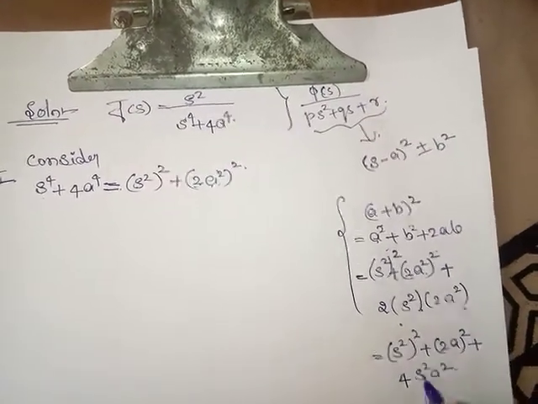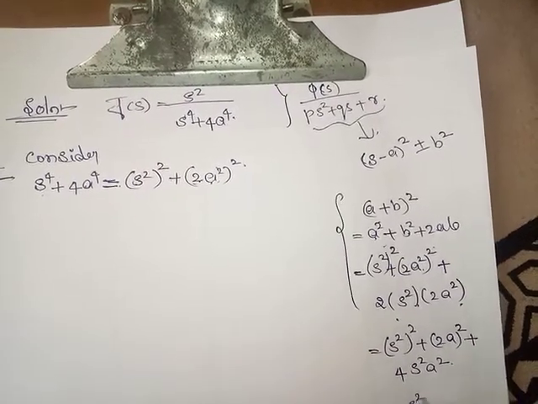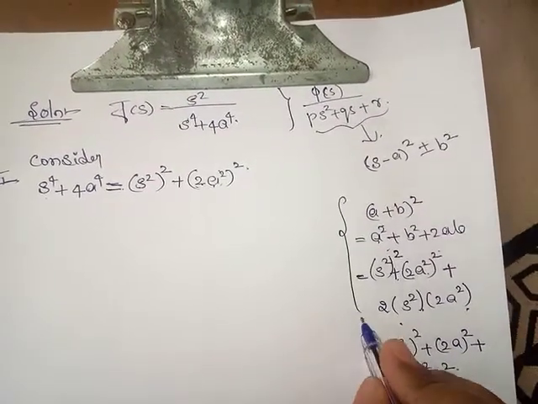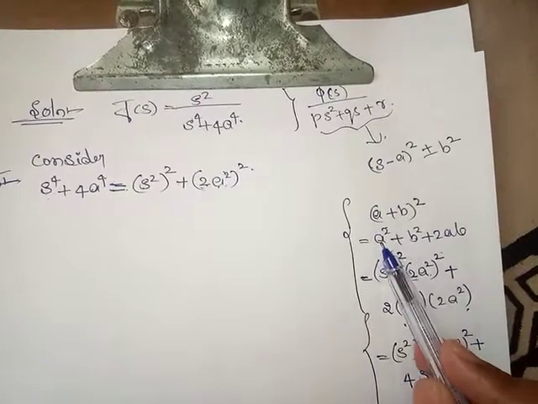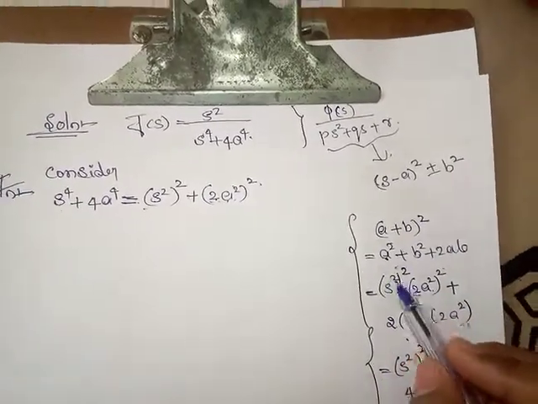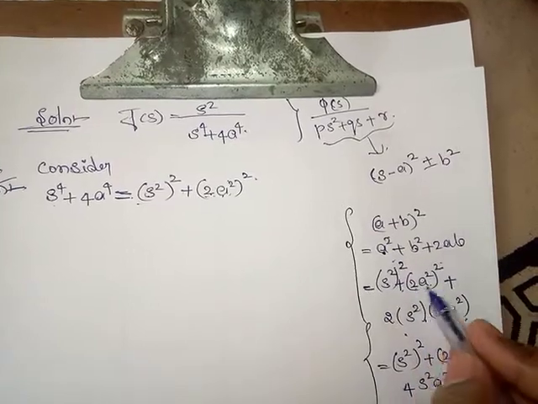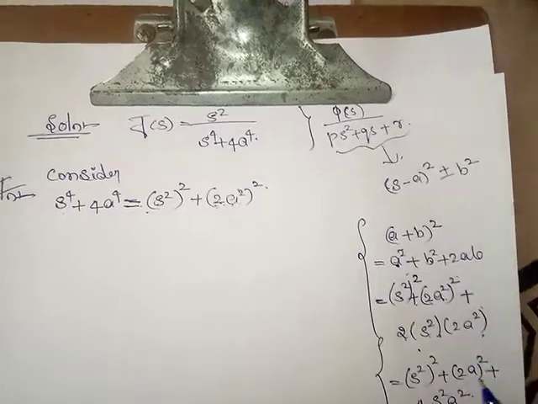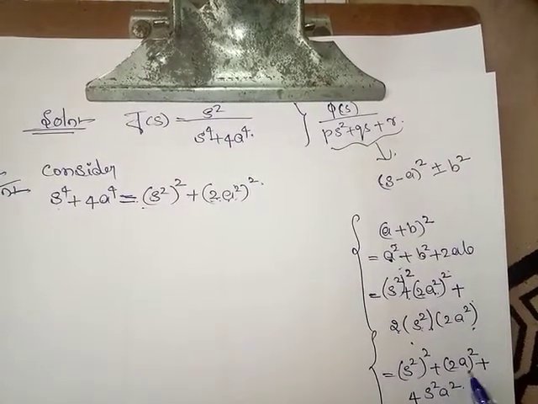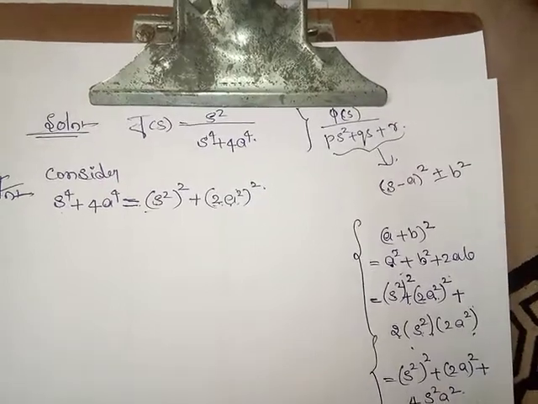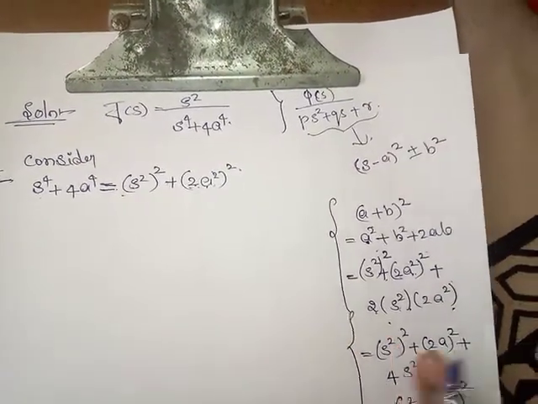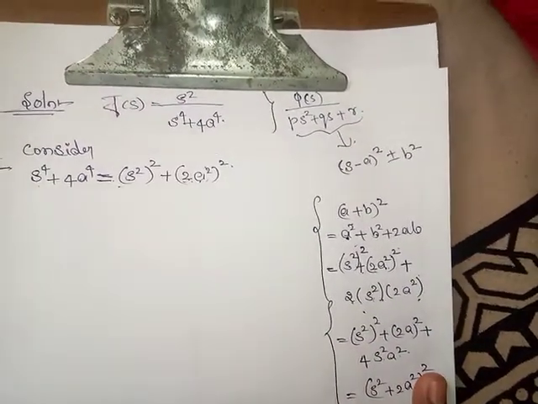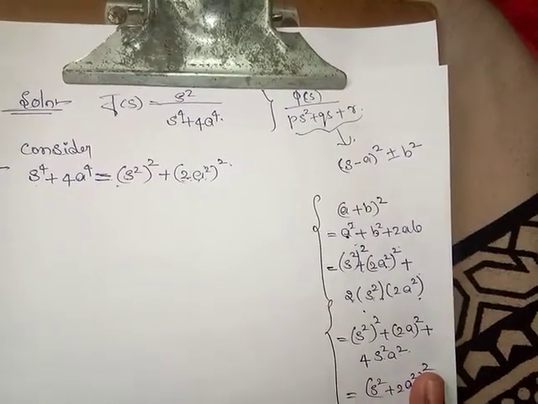This is s square plus 2a square whole square. I am considering a as s square and b as 2a square, then 2ab will be 2 s square into 2a square. Therefore it is s square whole square plus 2a square whole square plus 4a square s square. This is of the form a plus b whole square, where the a value is s square and the b value is 2a square, therefore it is s square plus 2a square.